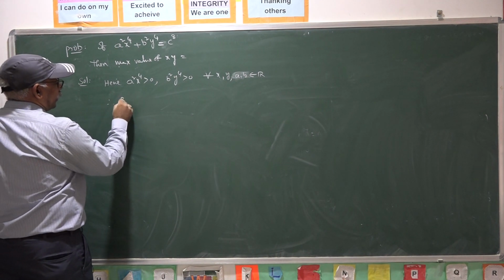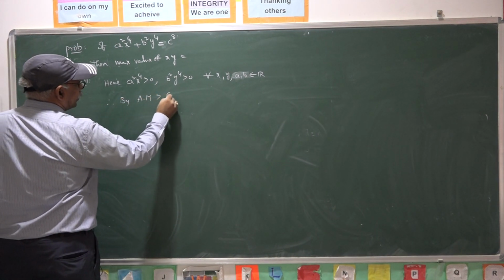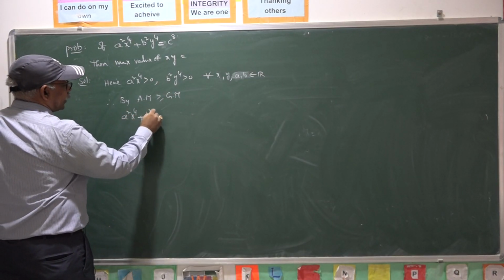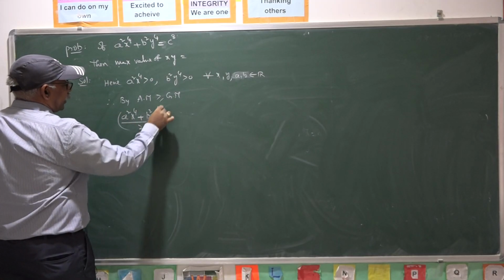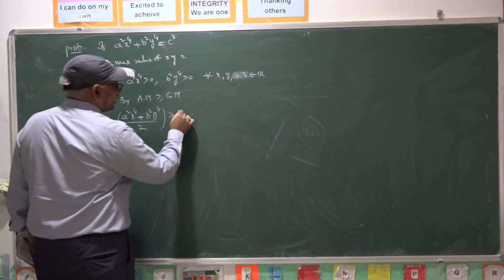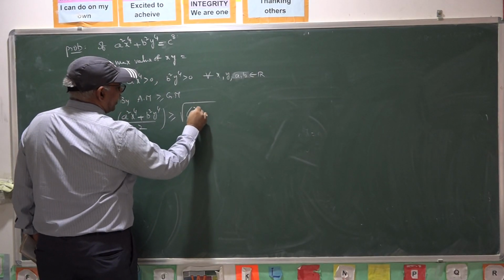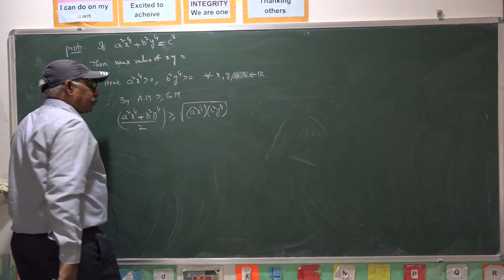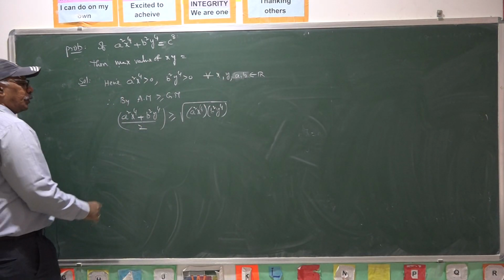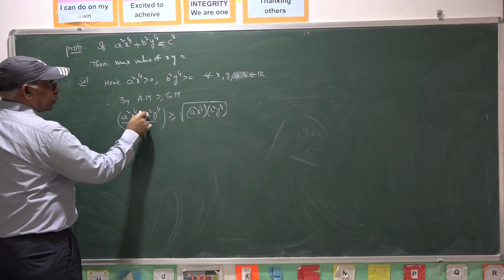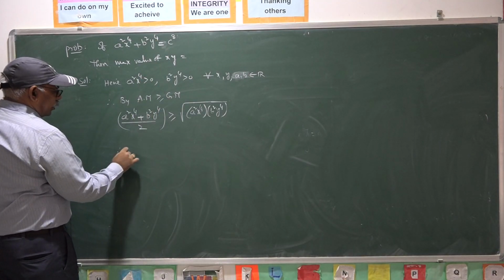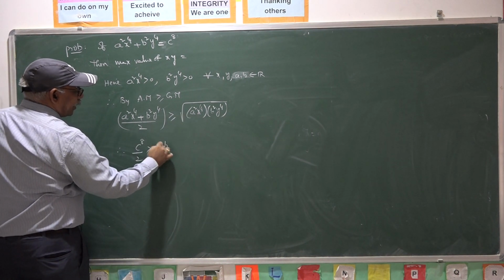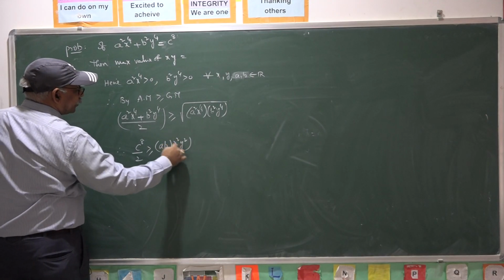Therefore, by the arithmetic mean is greater than or equal to geometric mean relation, a square x power 4 plus b square y power 4 by 2, the arithmetic mean of these two positive reals, is greater than or equal to the geometric mean, the square root of a square x power 4 into b square y power 4. But this part is given as c power 8. So c power 8 by 2 is greater than or equal to ab x square y square.